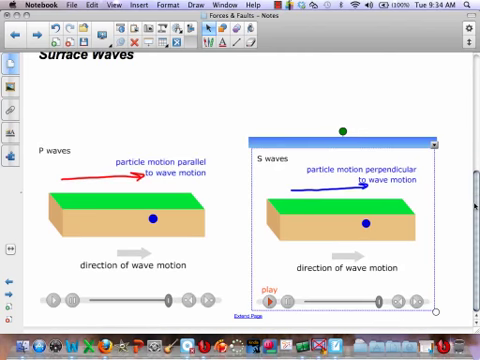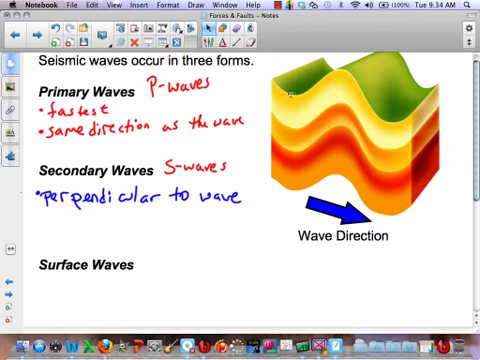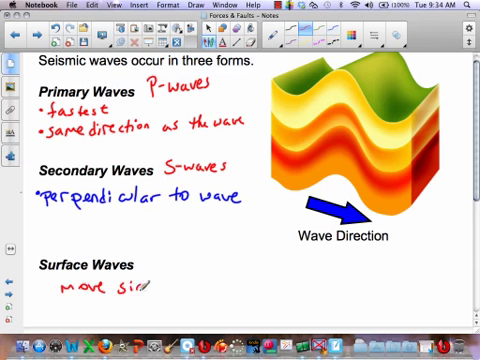And then your surface waves, well, they're just no fun. Surface waves move side to side. A lot of times your surface waves will not go very far. These tend to lose their energy very quickly.